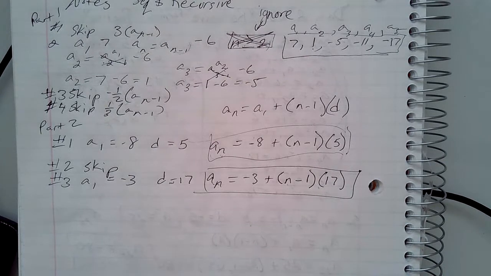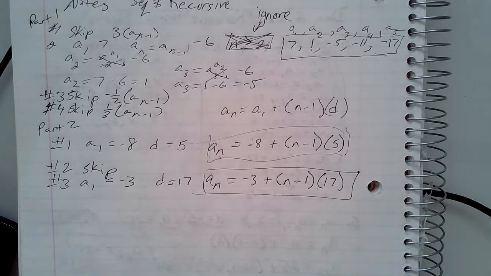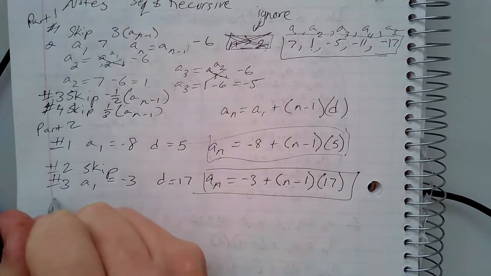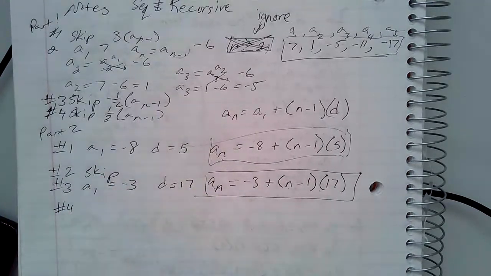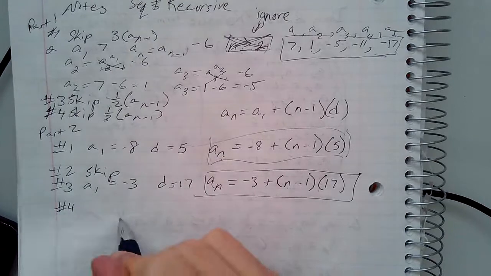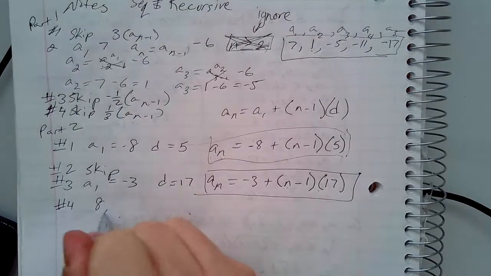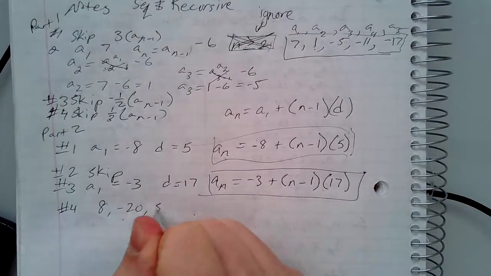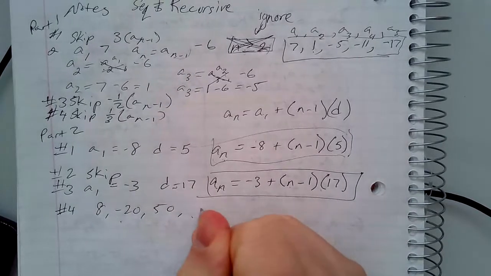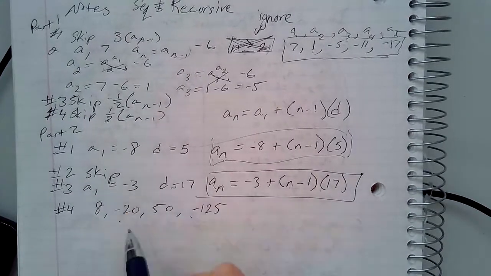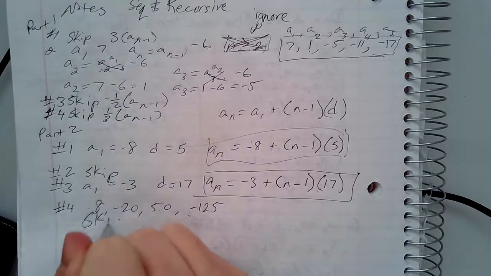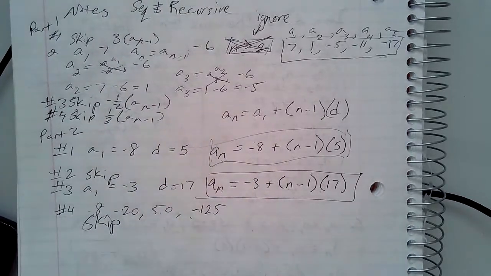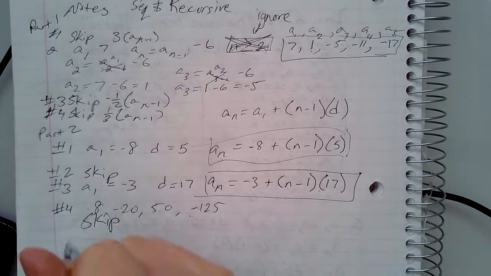All right. Number 4, is it arithmetic or geometric? Well, number 4, we can look at it right away and know it's geometric because it goes from positive to negative. It says 8, then it says negative 20. Then it says positive 50, then it says negative 125. There's no arithmetic sequence that can go positive, negative, so we're going to skip because that is definitely geometric. That's multiplying by a negative number over and over and over again. All right, part 3.